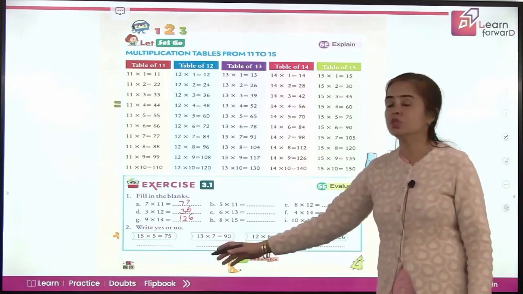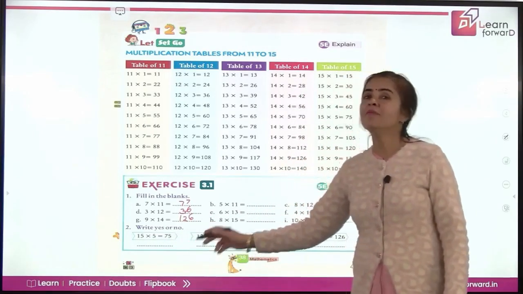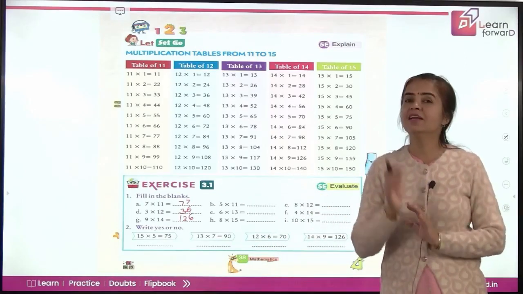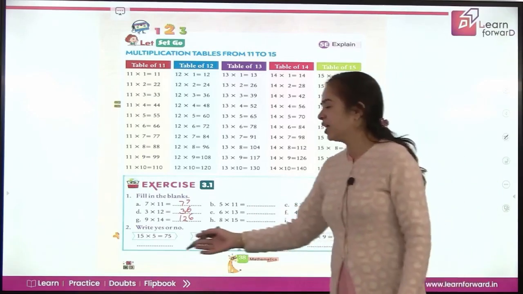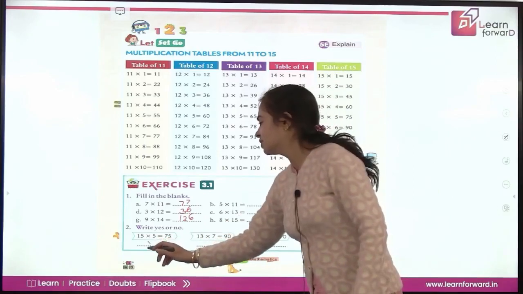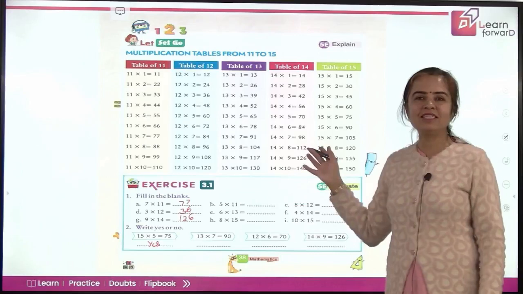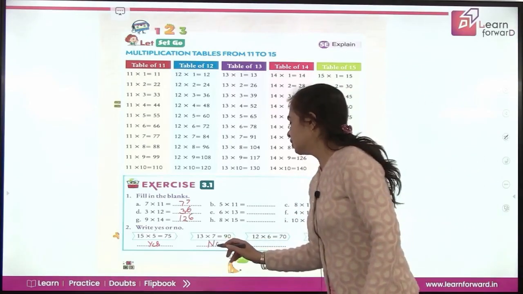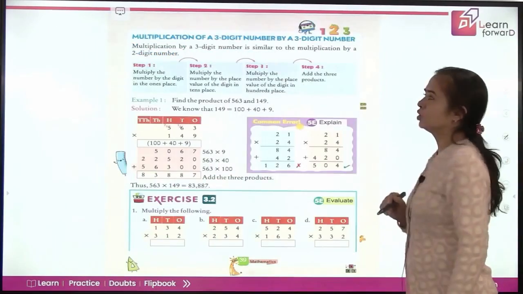In the next question, they are asking you to write yes or no. So, you just have to see whether we have read the tables correctly for you or not. If yes, write down yes. If it's not correct, write down no. Let's check out, 15 times 5 is 75. So, this is correct. How much is 13 times 7? Is it 90? No, it is not. So, we write here no. So, check for the others and complete this question.